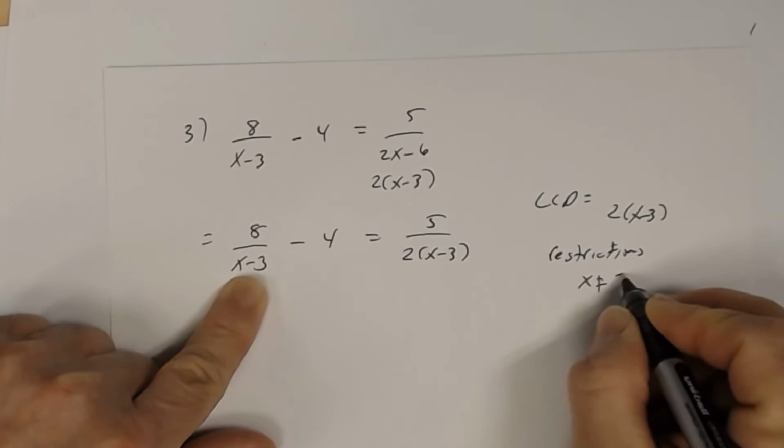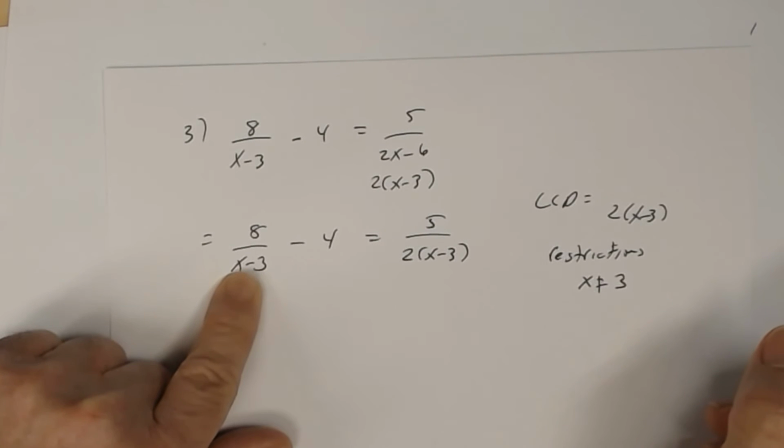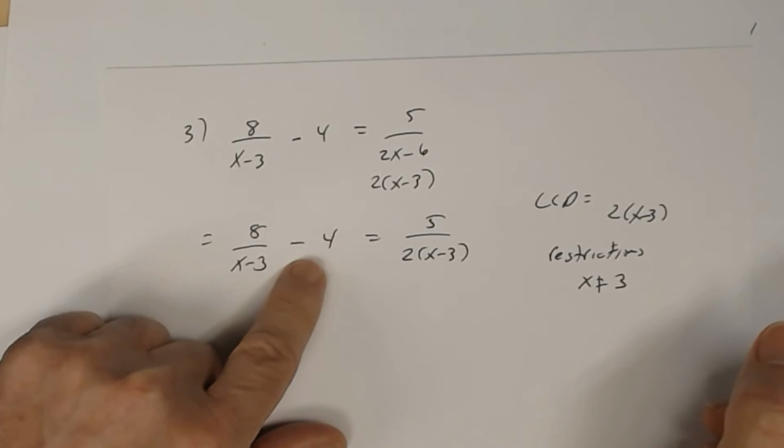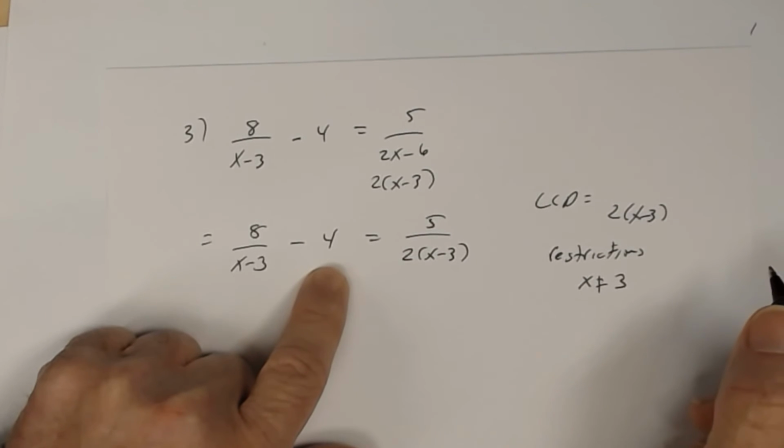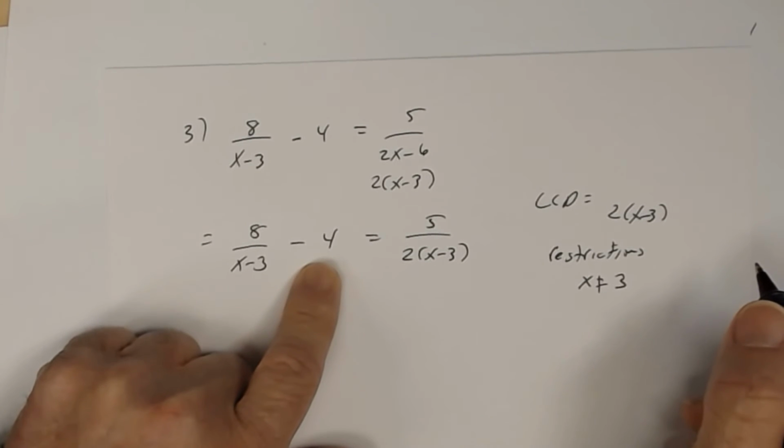Well, when x is 3, right? Because 3 minus 3 is 0, and 8 divided by 0 is undefined. Here, that's a 1, so there are no variables there in the denominator. So your denominator is always going to be 1. It's never going to be undefined.